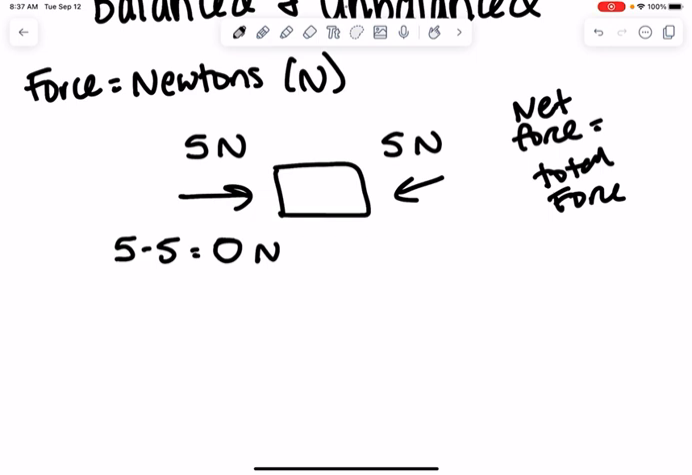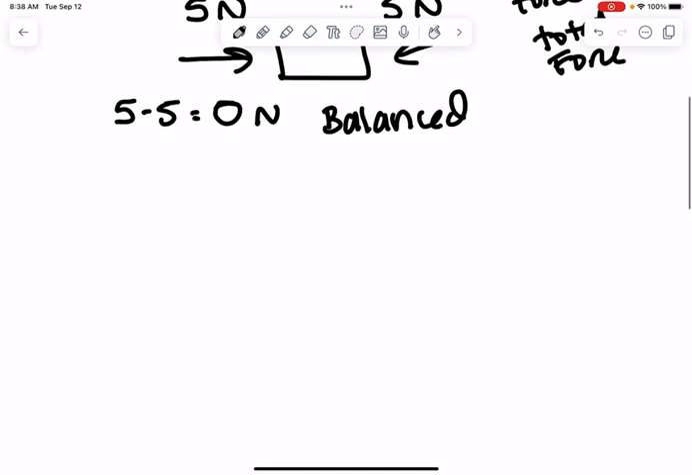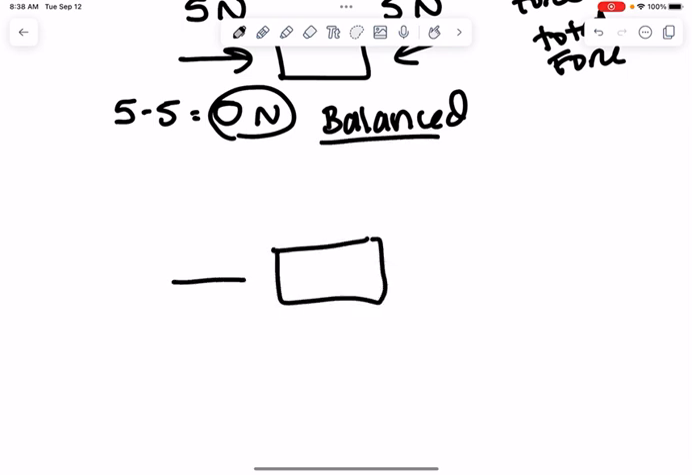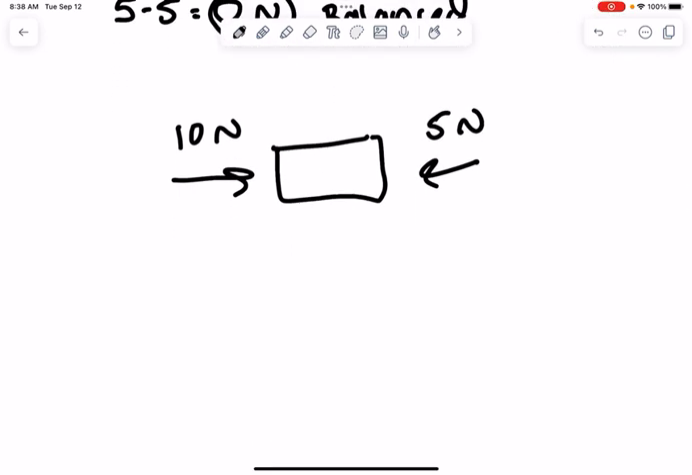We would call this balanced because it is not moving. Any force that does not move in any direction and has 0 newtons as its net force is going to be balanced. Now let's say we have the same block and this person is pushing on it to the right with 10 newtons of force and the other person is pushing it to the left with 5 newtons of force. They're still going in opposite directions, so we're still going to subtract them. It would be 10 minus 5 equals 5.